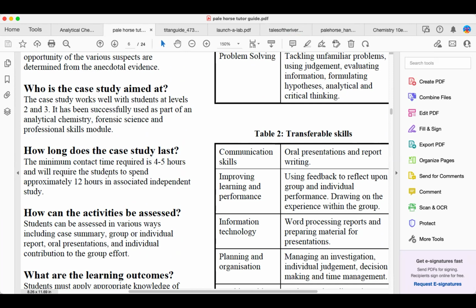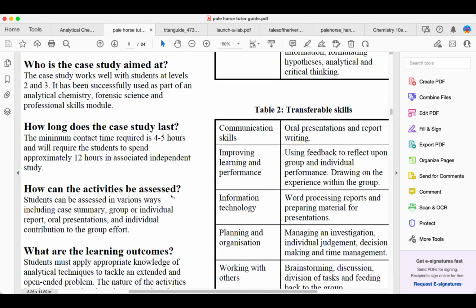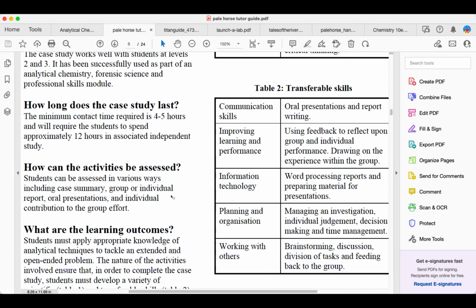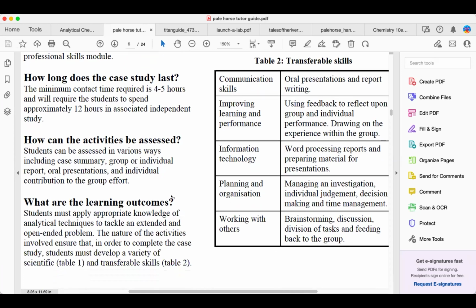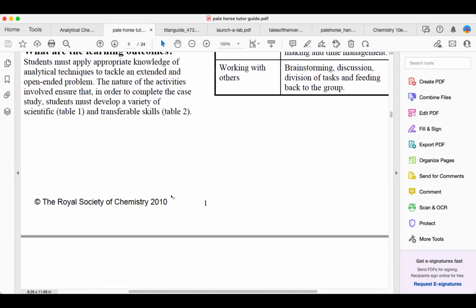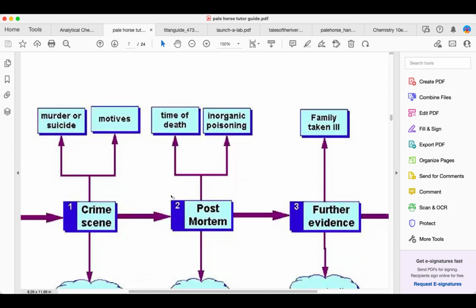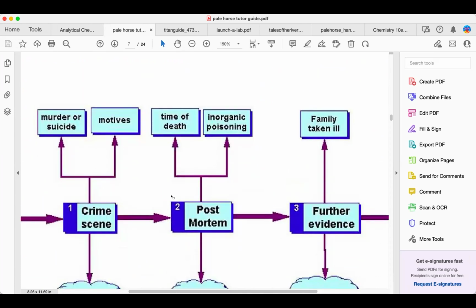So the minimum contact time is what you should spend in solving this PBL, problem-based learning. How can the activities be assessed? Students can be assessed in various ways, including case summary, group or individual report, presentation and individual contribution. That's why I need the recorded video of your meetings. So this is for the first problem.